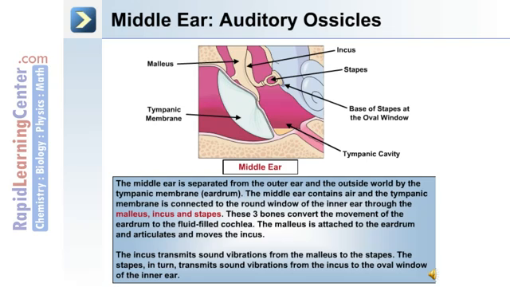The malleus is attached to the eardrum and articulates and moves the incus. The incus transmits sound vibrations from the malleus to the stapes, and the stapes in turn transmits sound vibrations from the incus to the oval window of the inner ear.